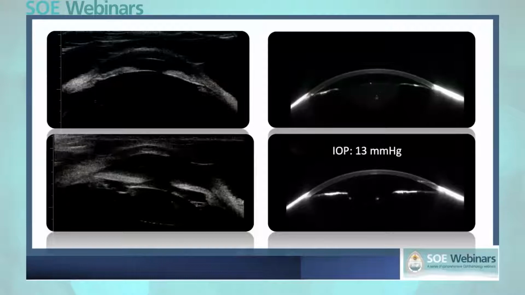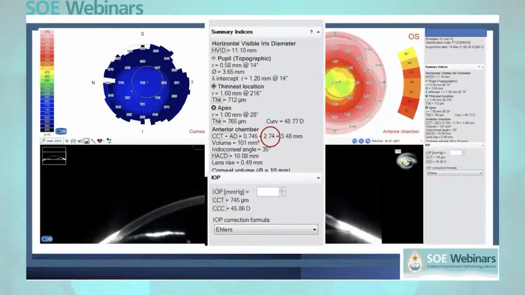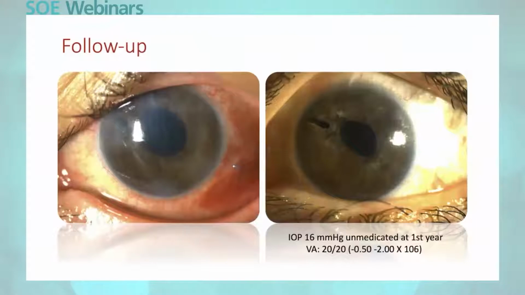Here in this slide, you see the preoperative and postoperative change in anterior chamber depth. And here, postoperatively, intraocular pressure was 13 millimeters of mercury. And right after the cataract surgery, as you can see here, anterior chamber depth was increased to 2.74 millimeters. And this is the postoperative appearance of the patient.